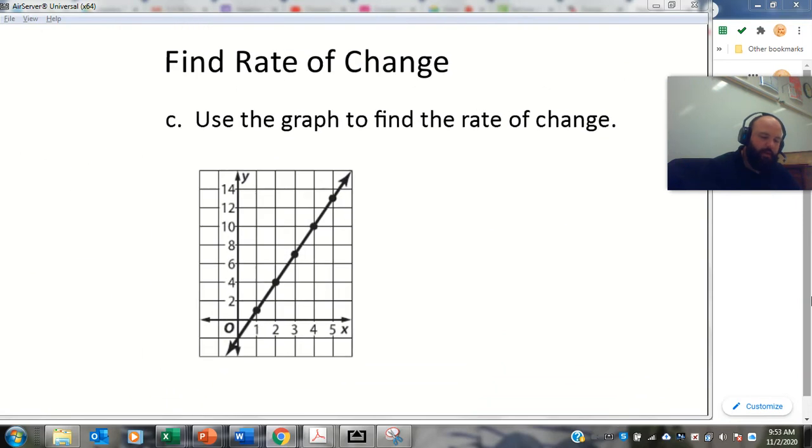Now, this one we want to find the rate of change, but we want to find it from a graph instead of a table. The graphs are actually easier in my opinion because we are still trying to figure out the change in y over the change in x.